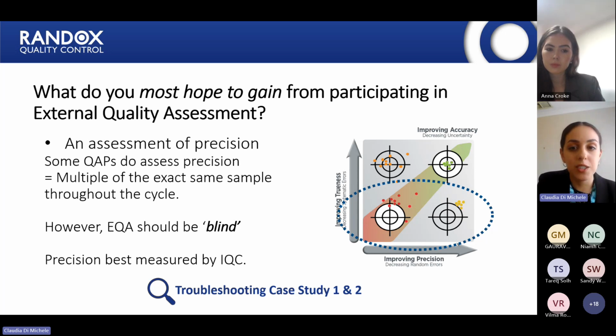Precision can be assessed through coincidental, similar concentration throughout a cycle, which we'll talk about later. But I guess it's a metric that is best measured by IQC, and any measurement of precision in EQA should be considered in conjunction with IQC precision. And as we'll discuss later in a couple of our troubleshooting scenarios, just because you are precise in EQA and IQC, it doesn't mean you don't have a bias. So we have an example of this.